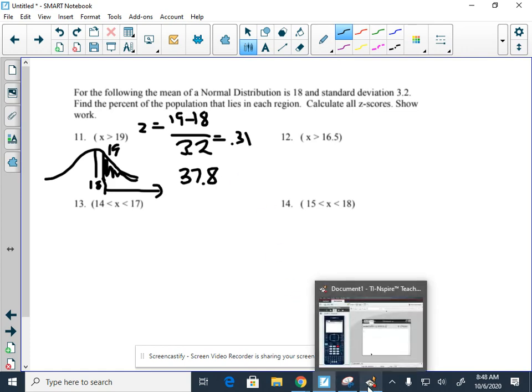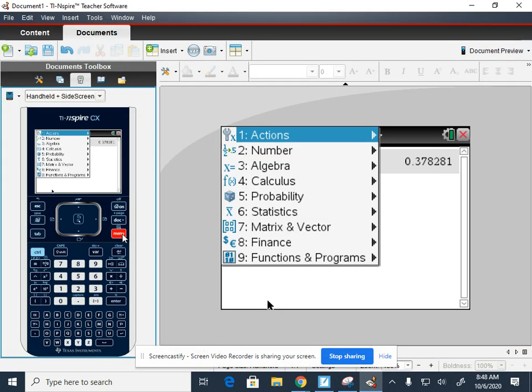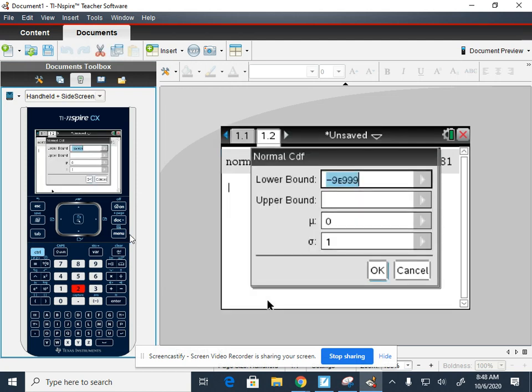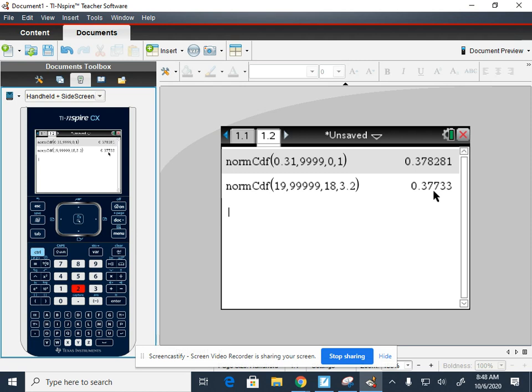Now, you can do it this way. I'm going to do it for the sake of this. We could go menu 652. You might want to try this. You can put in the 19 here, and the upper bound is 99999. But if you put in the raw score, then you would put in the 18 and the 3.2. It's going to be a little bit different. It's still about the same, 37.7, but the reason is I rounded that z-score from before. If I didn't round that z-score, we would have got an identical answer.